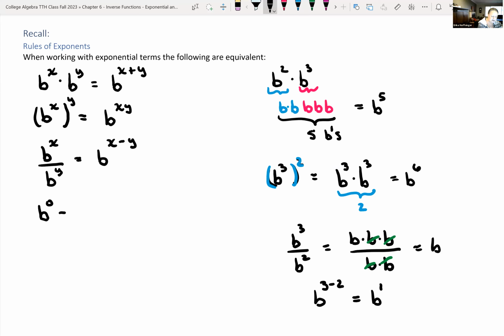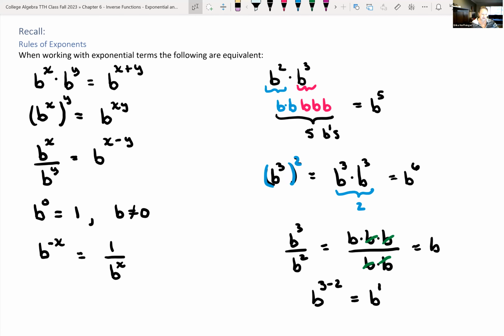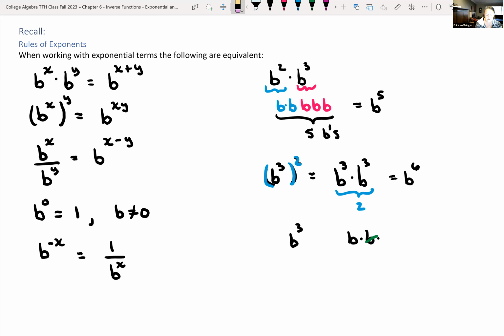If we have b raised to the 0 power, this is equal to 1, as long as we put the stipulation that b does not equal 0. If we have b raised to a negative exponent, so let's say negative x, this would be the same thing as 1 over b raised to the x power. So let's just show those last two properties that I gave you really quickly. Let's erase this real quick and show you why that happens.